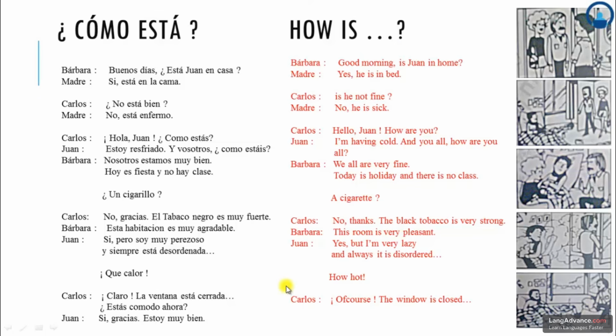¿Estás cómodo ahora? Are you comfortable now? Cómodo means comfortable and ahora means now. Sí, gracias. Estoy muy bien. Yes, thank you. I am very fine.